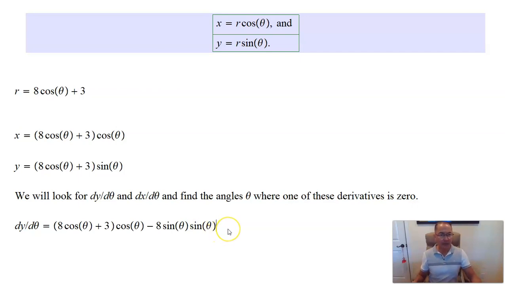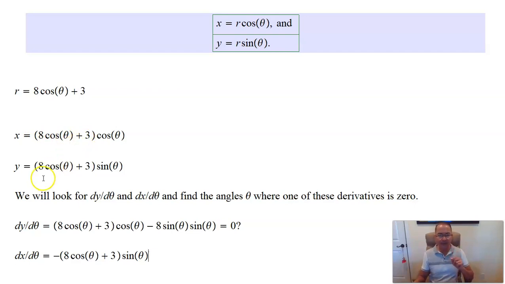Okay, so we will need to set this equal to zero and ask, for what angles will that happen? Okay, so I can scroll nicely. Let's do dx by d theta. So same product rule, I will keep the first factor and then take the derivative of the second factor, which is negative sine theta. So let me put a minus here and we will have minus sine theta. And then we will get the derivative of the first factor.